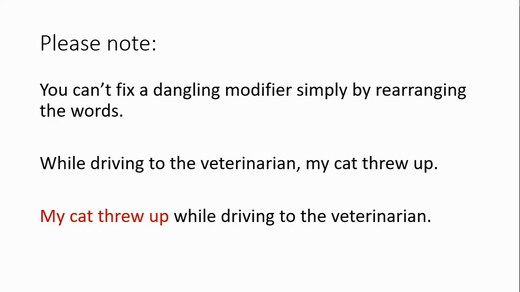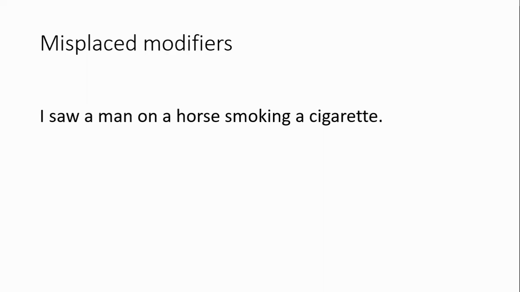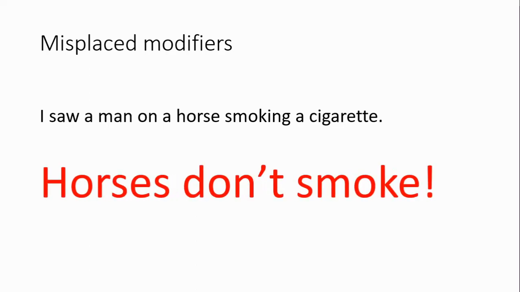Okay, that's dangling modifiers. Let's talk about misplaced modifiers. Like I said, misplaced modifiers do modify something, but they're not in a good place in the sentence to do so effectively. Let's take a look. I saw a man on a horse smoking a cigarette. Do you see the problem? Take a few moments. I saw a man on a horse smoking a cigarette. Well, yes, horses don't smoke. So the phrase smoking a cigarette is a modifier. It should be modifying the man, but unfortunately it's standing next to the horse. So we actually have the noun phrase, a horse smoking a cigarette, built into the sentence.